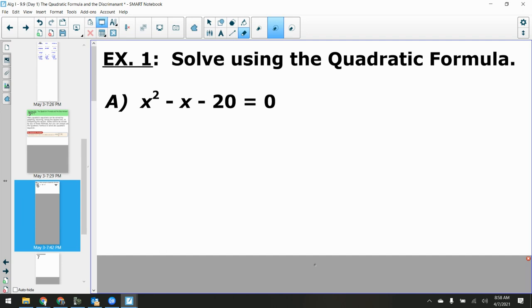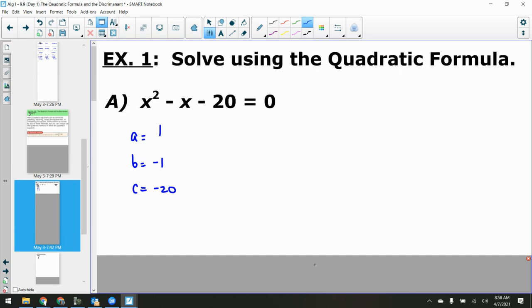X squared minus x minus 20. So the first thing I need to do is put it into standard form. Is this in standard form? Perfect. So I should be able to easily identify your A, B, and C values. A is what? B is -1, and C is -20. Just take into account the signs. A is 1, B is -1, and C is -20.